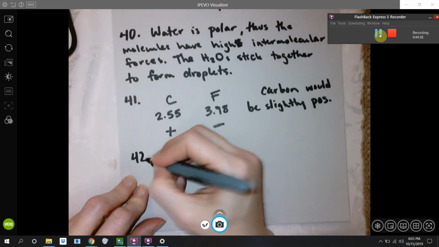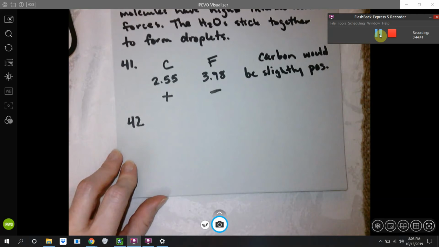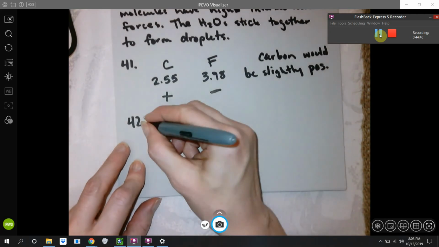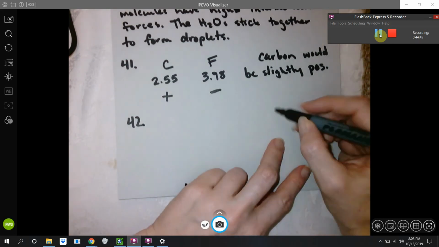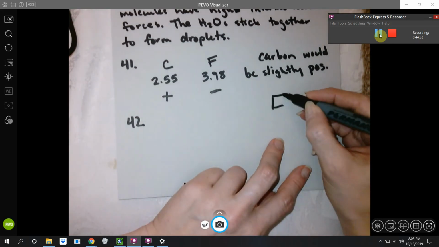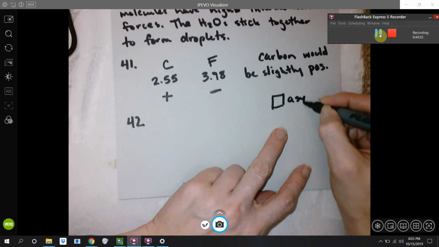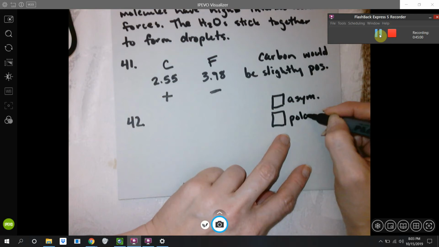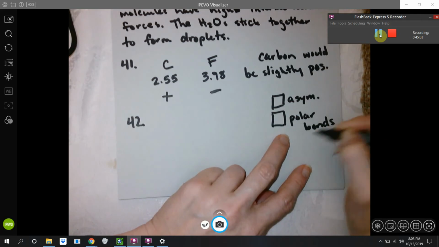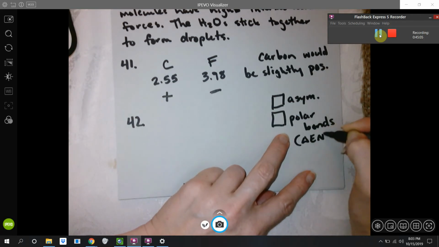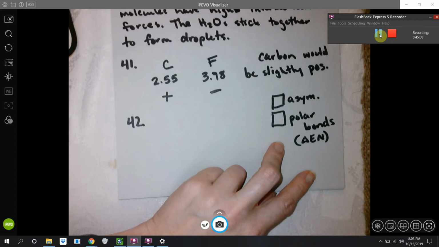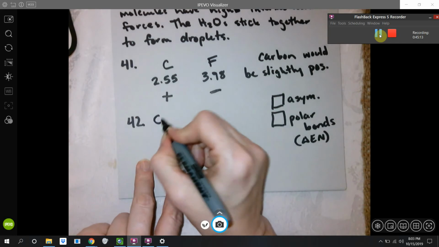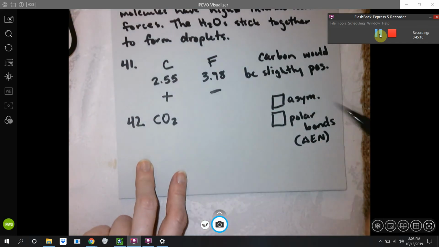42. Is the molecule CO2 polar or nonpolar? Explain. So when we're looking at whether a molecule is polar or nonpolar, we have two criteria. One is it has to be an asymmetrical shape. The other is it has to have polar bonds. So we have to check the difference in electronegativity, right? Do the math, draw the molecule, see what you find. So for CO2, let's draw it first and see what we know about asymmetry.